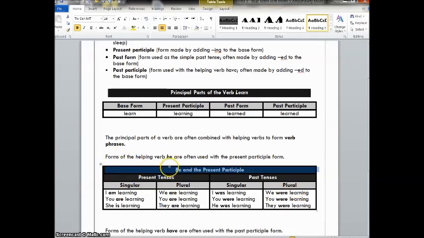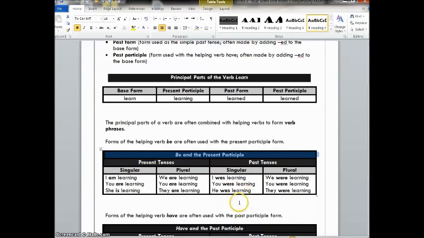With the present participle, the ing, we always use the helping verb be in front of it. So I am learning, you are learning, she is learning, we are learning, you are learning, they are learning. All the different forms of be. This is the present tense forms, and these are the past tense forms of be. I was learning, you were learning, we were learning, they were learning, he was learning.